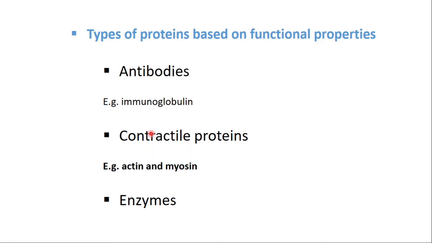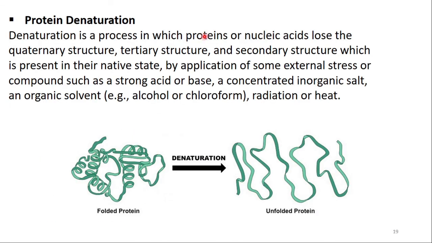There are various ways you can classify protein, but as per the syllabus you have to classify based on functional properties. So, then coming to protein denaturation, what do you mean by denaturation? It is something which is not normal, totally abnormal, where the protein's initial or primary property is lost completely. So, you can see the denaturation process in which proteins or nucleic acids lose the quaternary structure, tertiary structure and secondary structure which is present in the native state. So, they lose the native state property or structure.